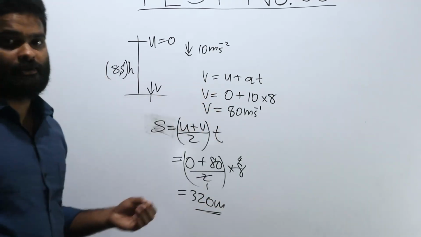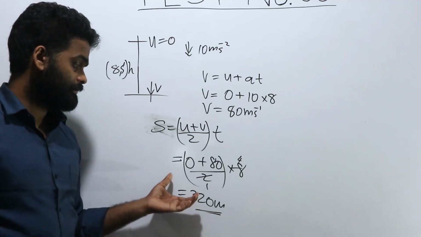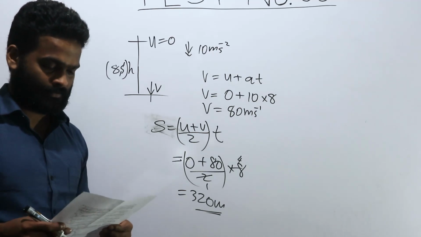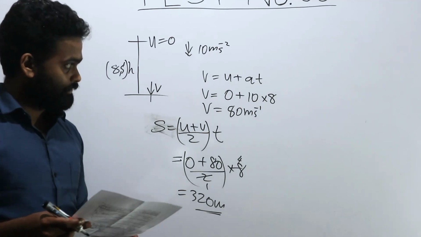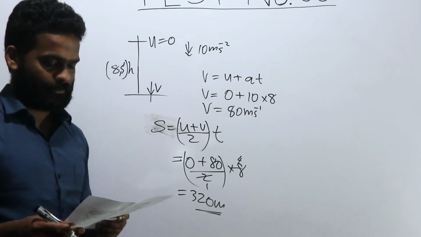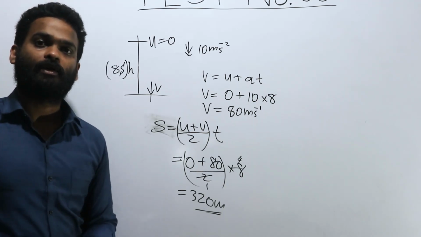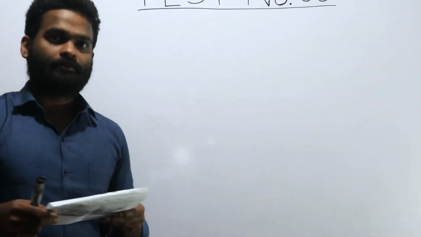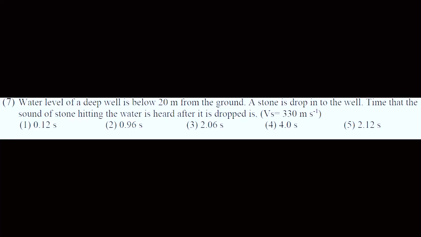So the velocity is 80 meters per second, and the height it moved is 320 meters. So the answer should be the first answer, 80 meters per second and 320 meters. Okay, then the 7th question.